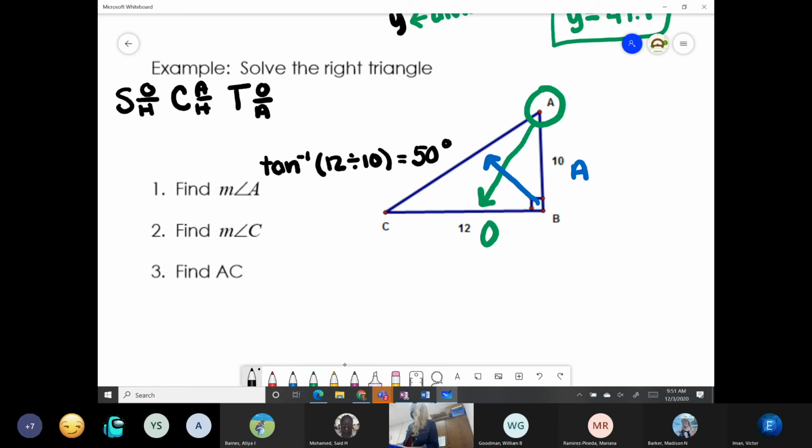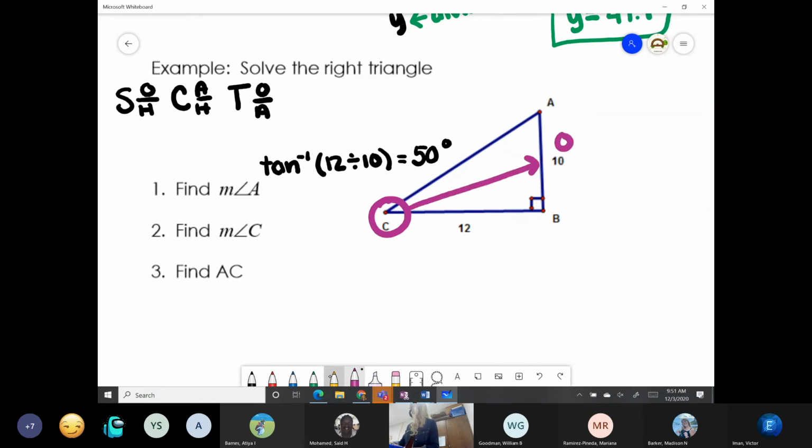Now when I want to find the measure of angle C, 10 is now my opposite, and 12 is my adjacent, right? Remember when I switch my reference angle, the hypotenuse stays the same. So for angle C, it's still going to be tan. To find the measure of this angle, I'm going to use tan inverse, opposite divided by adjacent. So tan inverse 10 divided by 12, I'm going to get 40 if I round it.